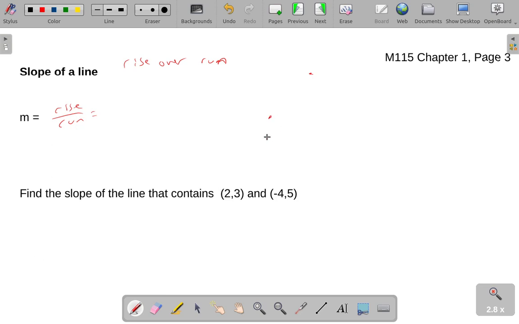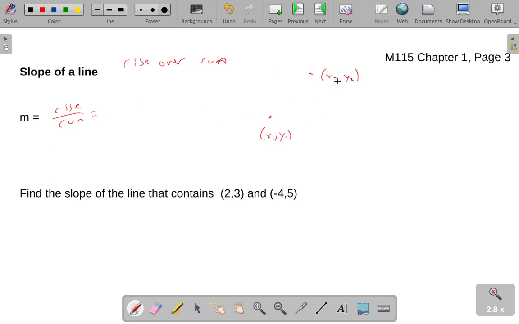So usually what we end up doing, when we're talking about the rise and the run, is we have 2 points. Let's call this x1, y1. I'll call this point x2, y2. So 2 points, they both have an x and a y coordinate. The second point has a subscript 2, and the first point has a subscript 1.